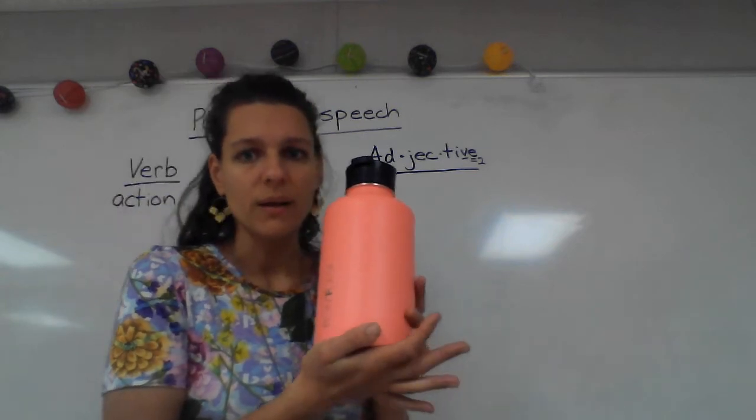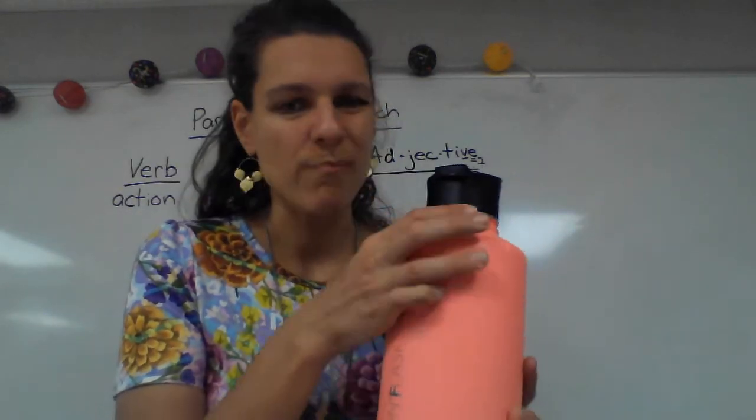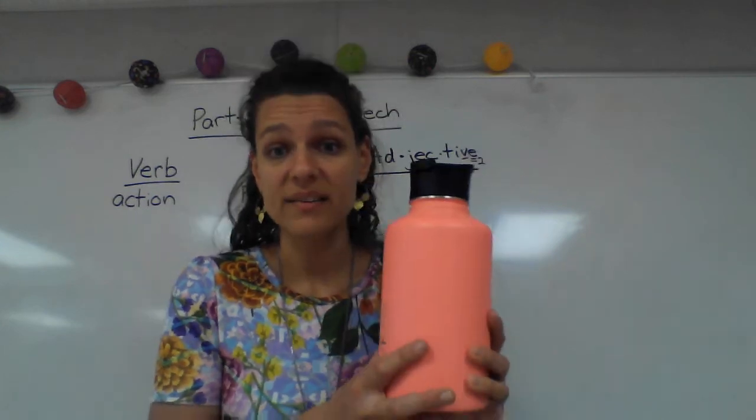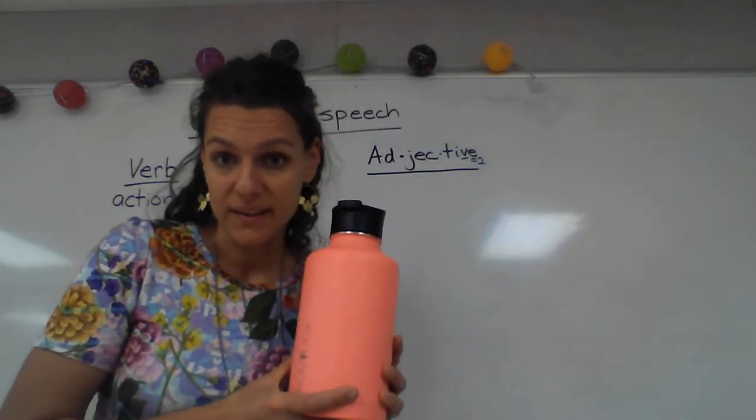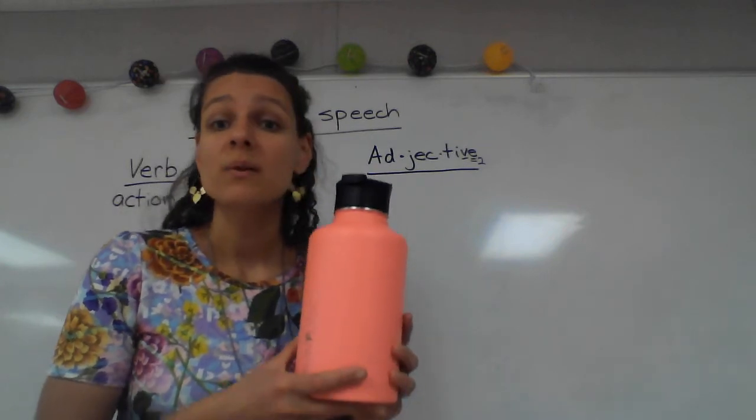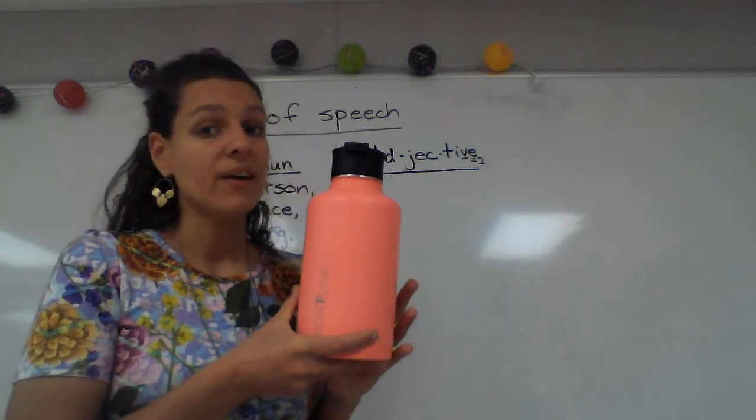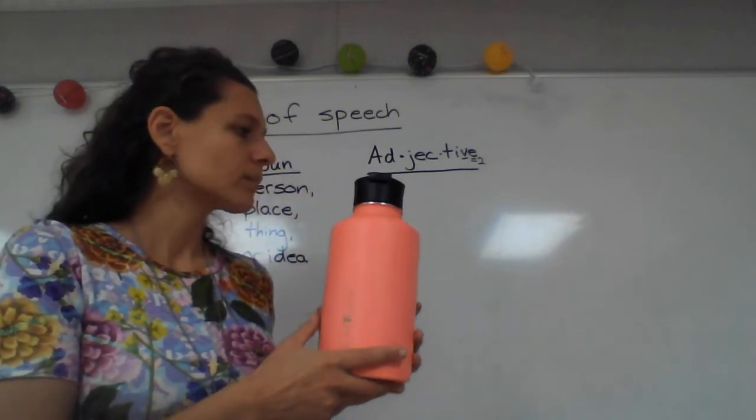Let's see, one student earlier today noticed, oh, look, it's metal. All right, so we could say the metal bottle as opposed to the plastic bottle or the glass bottle. Those would all be different adjectives that we could use to describe different kinds of bottles.